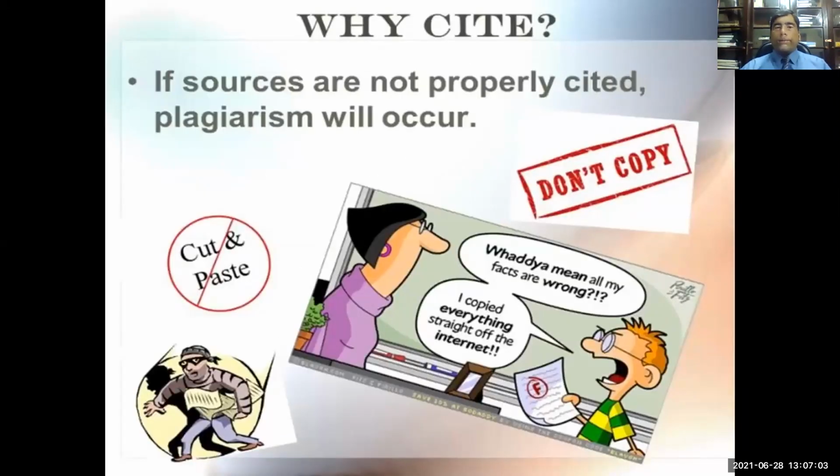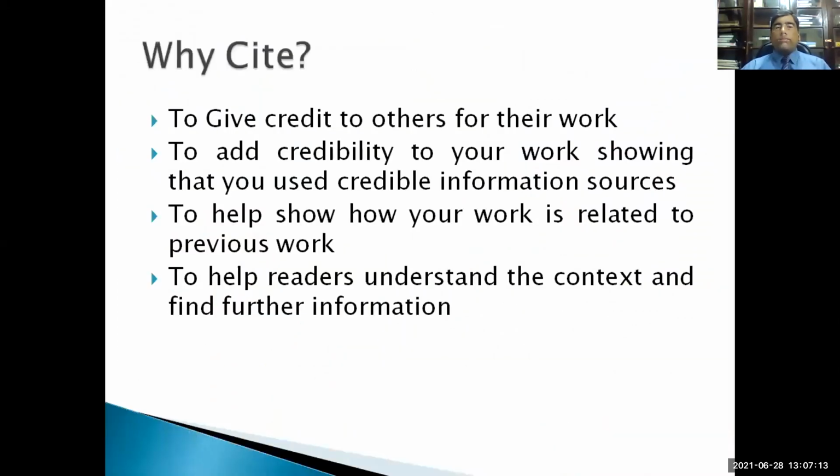So why cite? Obviously, you give citation to avoid plagiarism. This is one of the main objectives of giving the citations. And then you have some other objectives also, which you can achieve from citations: to give credit to others for their work, to add credibility to your work, showing that you use credible information sources, and to help show how your work is related to previous work, to help readers understand the context and find further information.